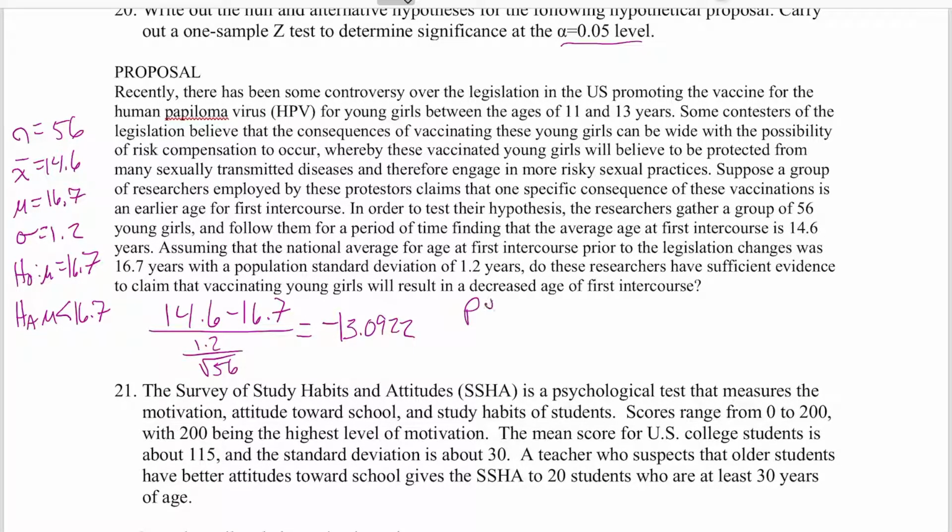Our p-value is going to be less than 0.0001, and therefore we're going to reject the null hypothesis, stating that there is not a difference in onset of first intercourse if you get the vaccine versus not getting the vaccine. Reject the null.